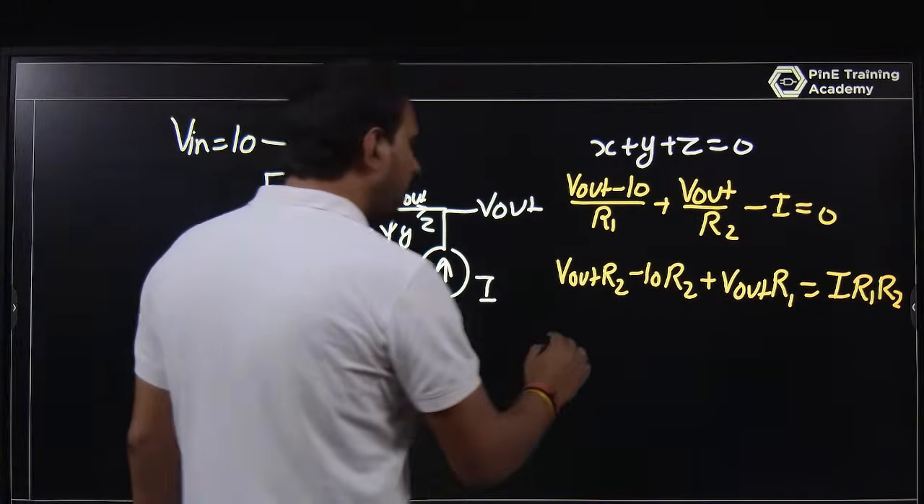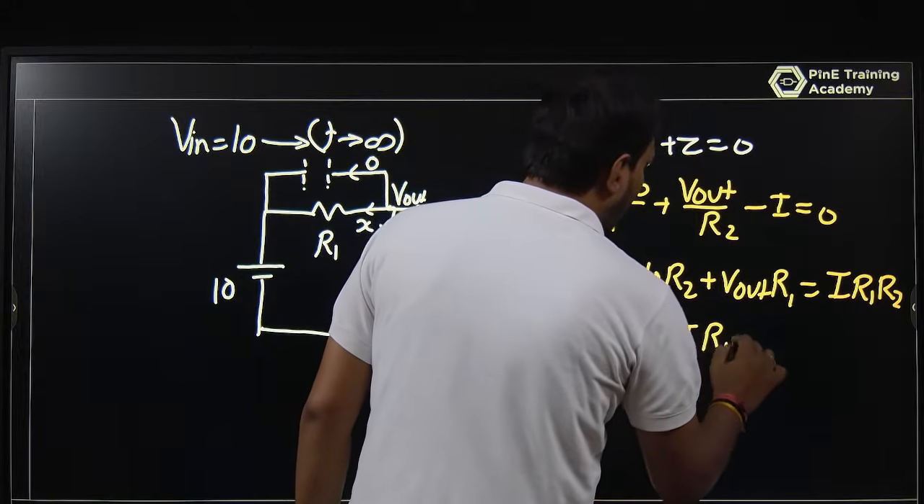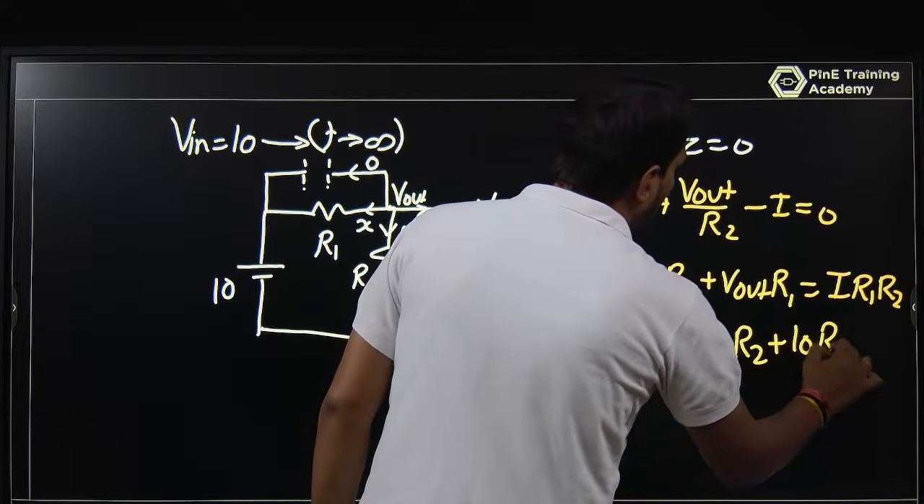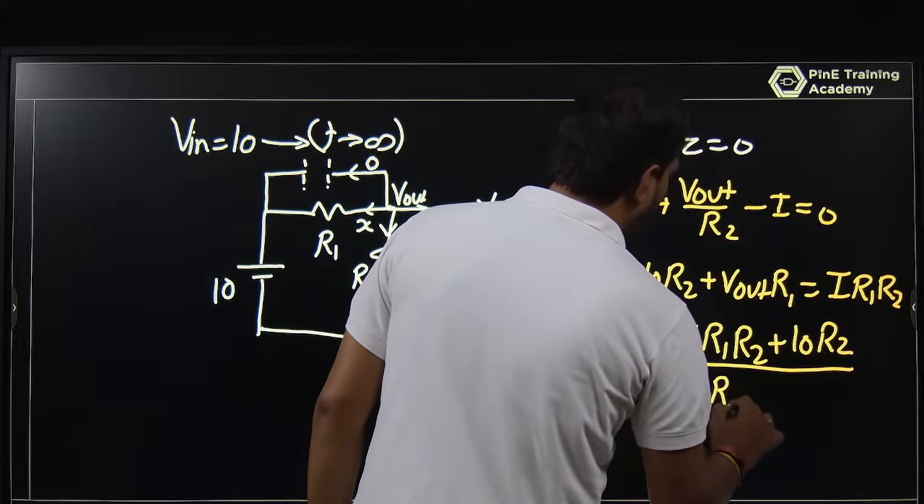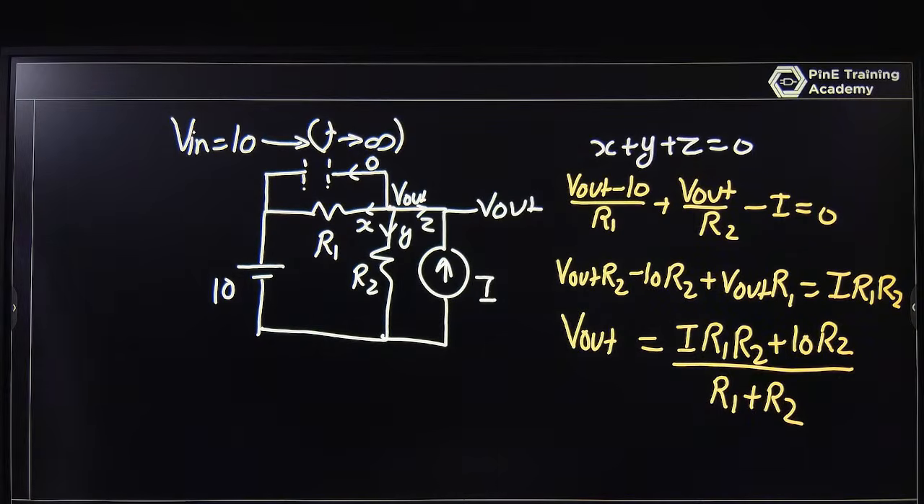Okay, and what is V out? So V out is basically I R1 R2 plus 10 R2 upon R1 plus R2. Just check it here. So this is I R1 R2 upon R1 plus R2 plus 10 R2 upon R1 plus R2. Okay, so finally it will reach that value. V out will be I R1 R2 upon R1 plus R2 plus 10 R2 upon R1 plus R2.